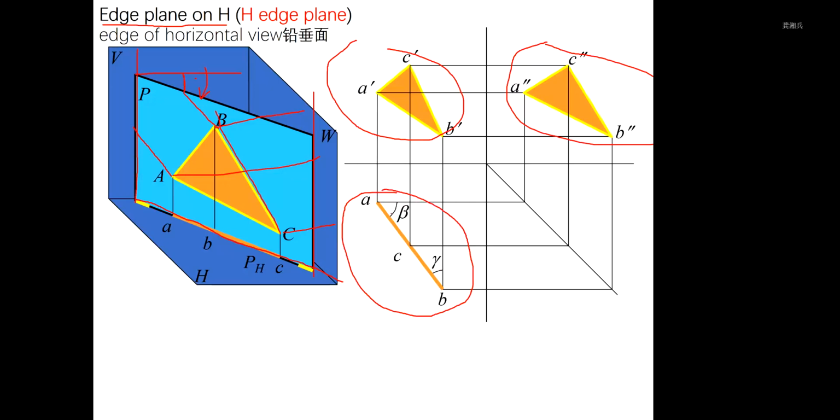It means this plane has an angle with the V plane. This angle is beta, and this angle is gamma. So in this picture, in the space plane, we can get the angle from the projection on H.